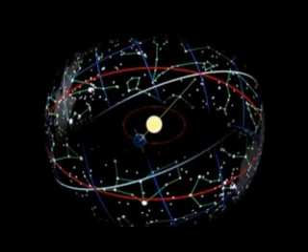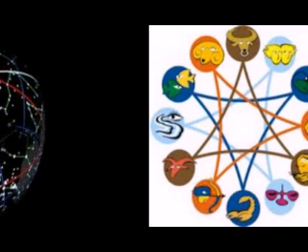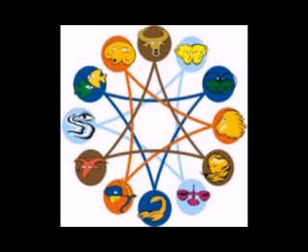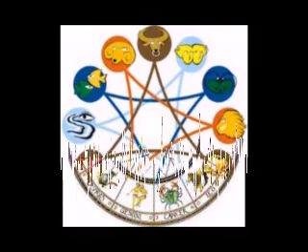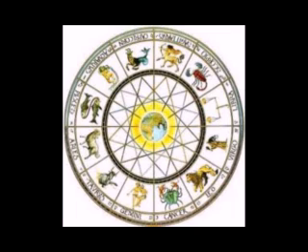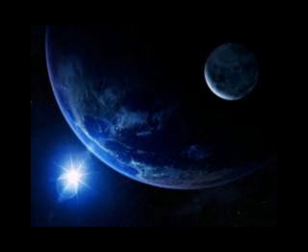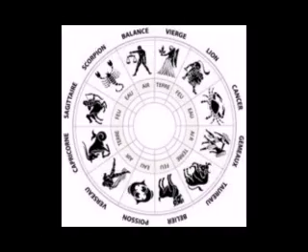Aries, April the 14th to May the 14th. Taurus, May the 15th to June the 14th. Gemini, June the 15th to July the 16th. Cancer, July the 17th to August the 16th. Leo, August the 17th to September the 16th.